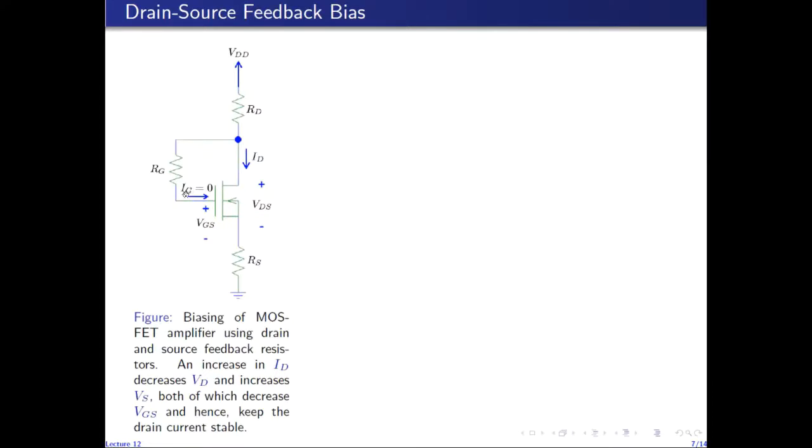So gate voltage will decrease. Also, the drop across RS will increase, which will increase source voltage. So gate voltage will decrease, source voltage will increase, and both of these will decrease VGS. So as VGS decreases, ID will decrease again. So this time the negative feedback is provided by RD and RS, and it helps in maintaining a stable current and a stable bias point in this circuit.